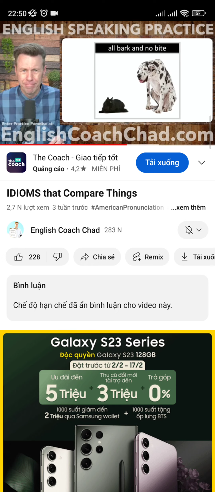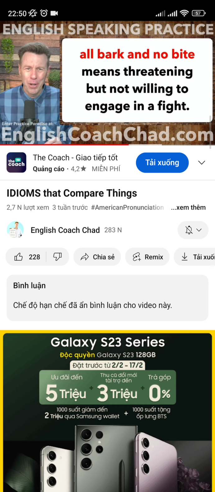All bark and no bite. Can you tell what it means by looking at that? All bark and no bite means threatening, but not willing to engage in a fight. Someone who talks big words, but they don't actually do anything. Kind of like the other one we did, right?